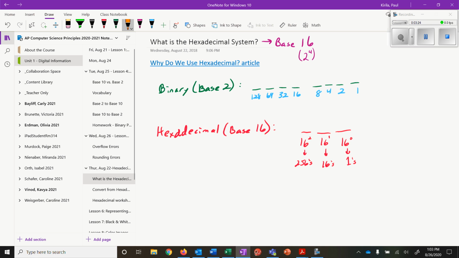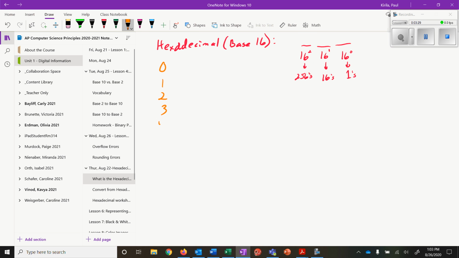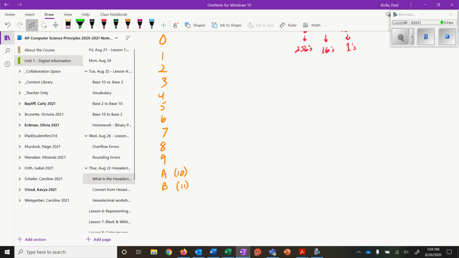So what we do is we have our normal digits that we are used to: 0, 1, 2, 3, 4, 5, 6, 7, 8, 9. But I can't write 10 because that's now 2 digits. I still need 1 digit. So what we do in hexadecimal is we use capital letters. 10 is going to be A. 11 is going to be B. 12 is going to be C. 13 is going to be D. 14 is going to be E. And 15 is going to be F.